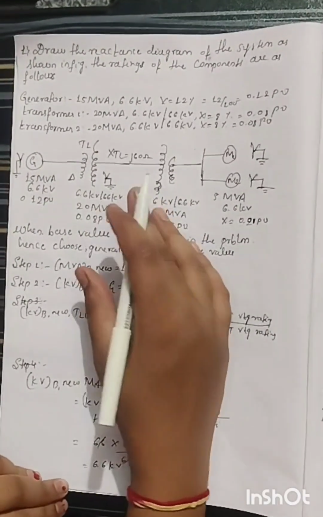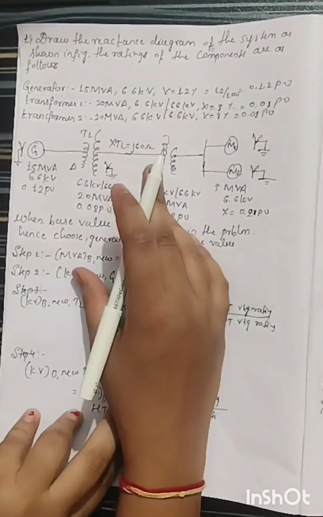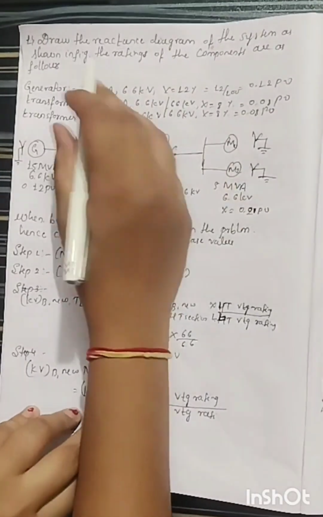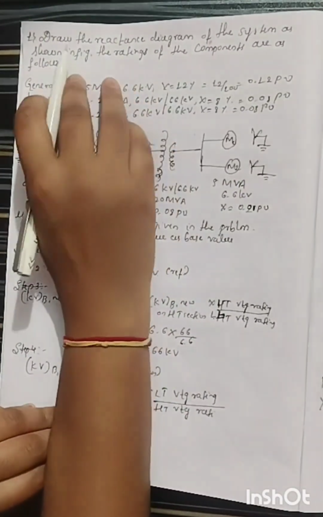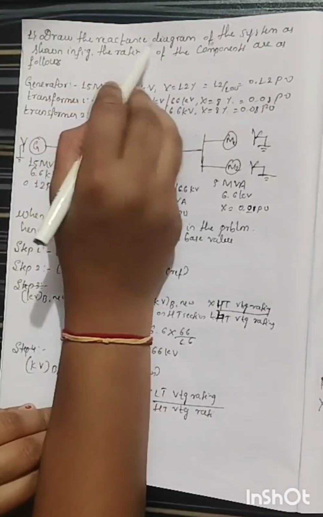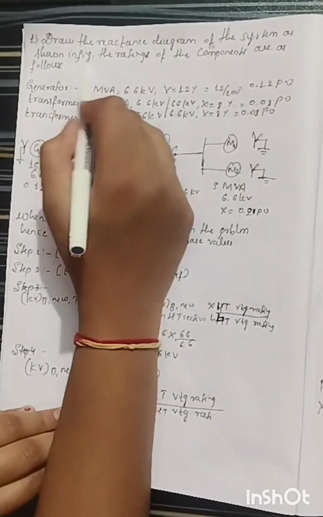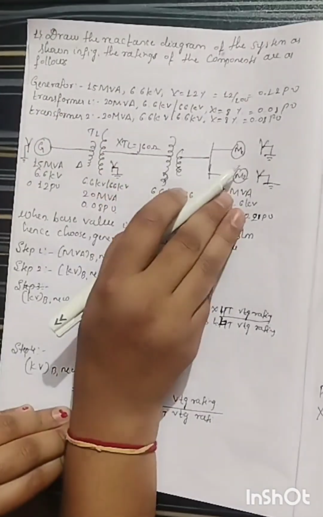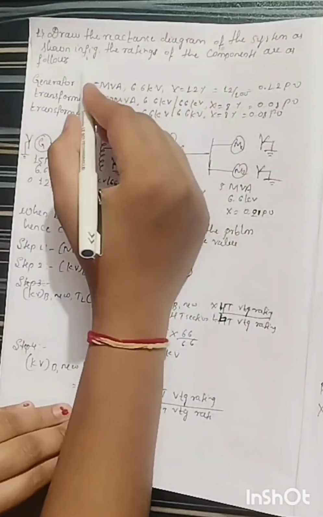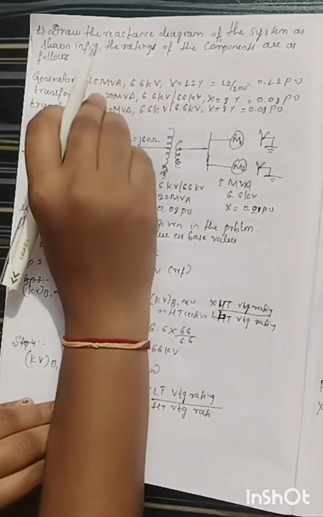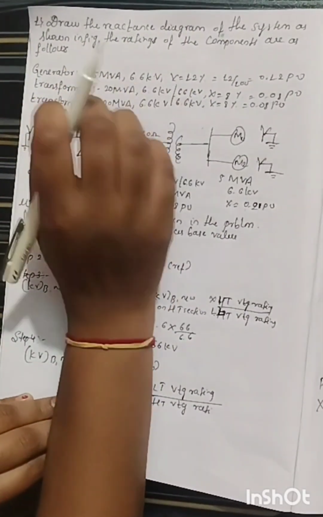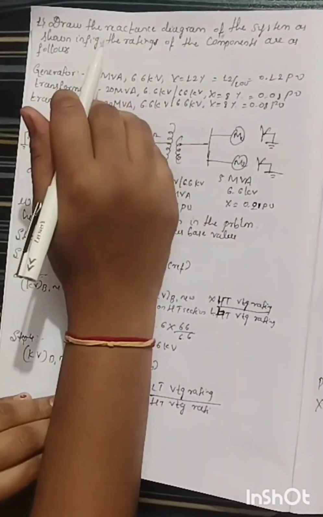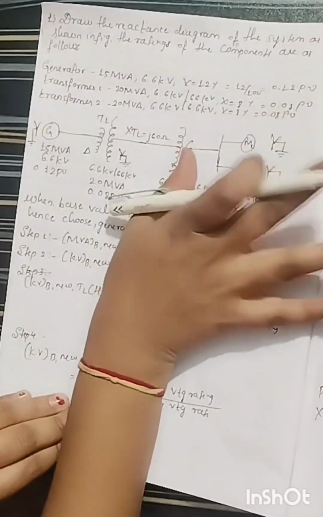In this session, we are discussing the important problems on Power System Analysis 1. This is the first problem on the first module and the question is: draw the reactance diagram of the system as shown in the figure. They have given a one-line diagram and the ratings of the components are as follows. They have given the data of the components, that is generator, transformer 1 and transformer 2 and also the motor.